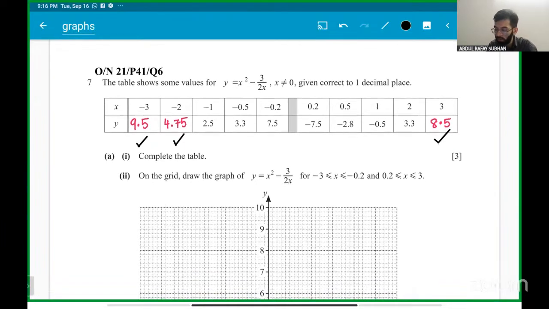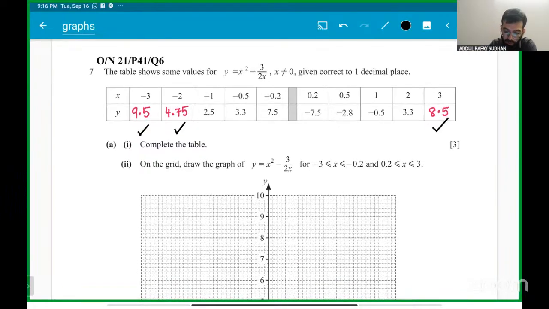Okay. So what we need to understand, it will be on the grid, draw the graph of y equals to.